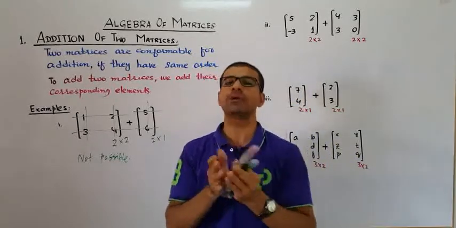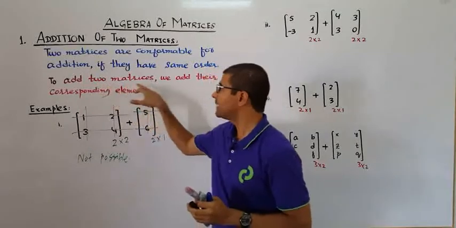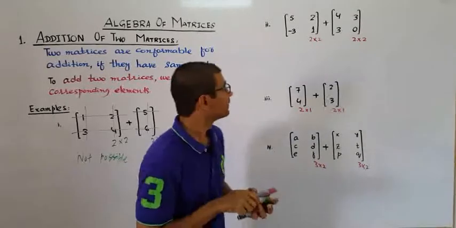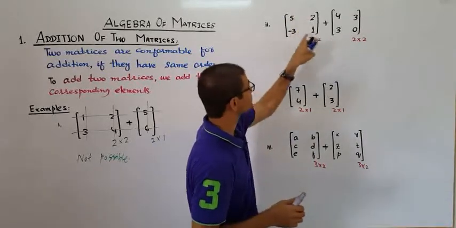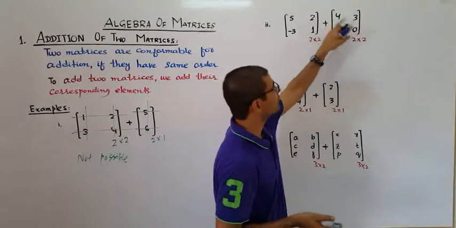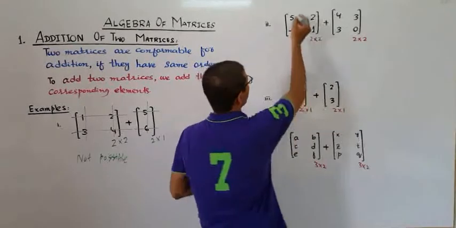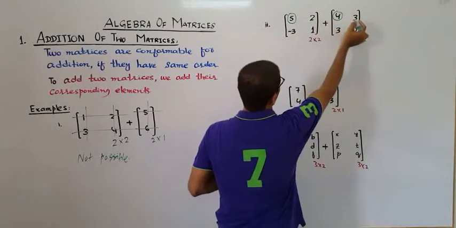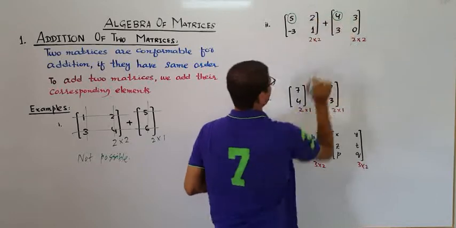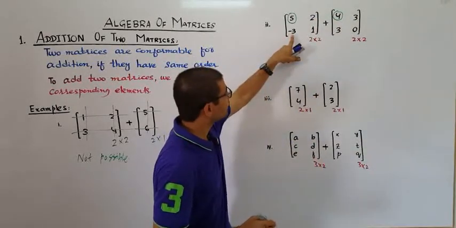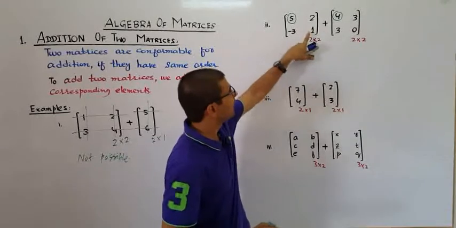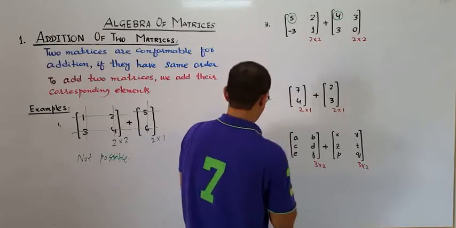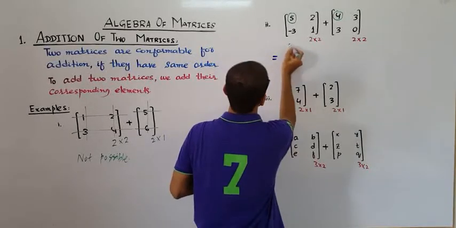Now question is that how can we add two matrices? To add two matrices, we add their corresponding elements, matching elements. For example, in this matrix we have four members, four elements. This matrix also contains four members. So the matching element of 5 will be 4. 2. Matching element of 2 is 3, and the corresponding element of -3 will be 3, and corresponding element of 1 is 0. So we will just add corresponding elements.